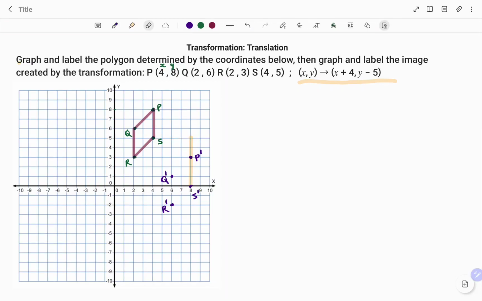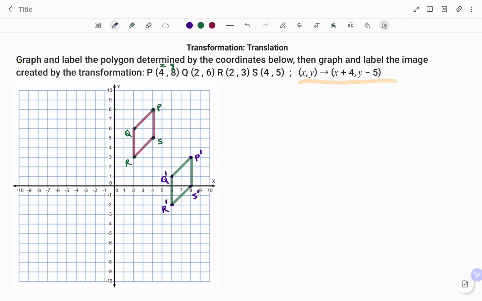The next step is to join the points. I have points PQ, points QR, points RS, and joining the line PS. So I've been able to transform from A to B.